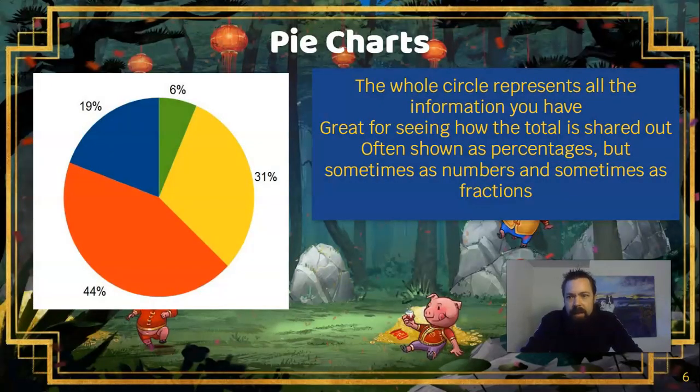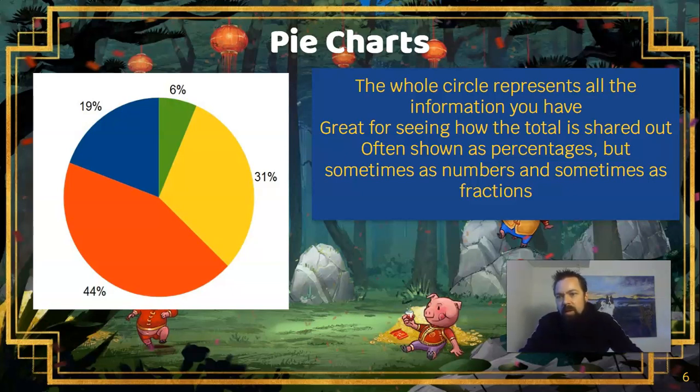So pie charts, what is very important to understand is that whatever information you have, all of that information is represented by the full circle. So all of it together is the whole circle, and then how much you have adds up. So it's great for seeing how a total, all of it, is shared out. So if you were sharing out a budget and you needed to see how much money went to each person, that's a good way to see it. If you're sharing things out, it's a really nice way to see who gets how much of it.